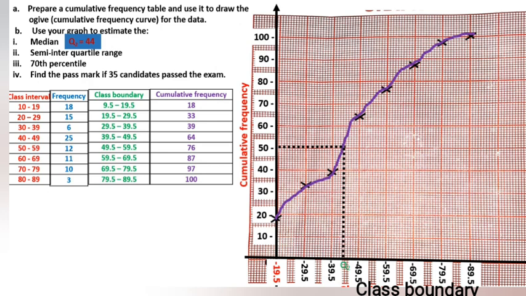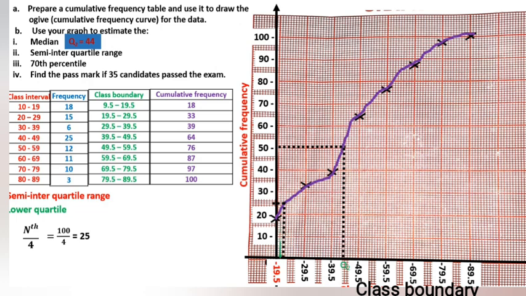Now to find the semi-interquartile range, we are first of all going to look for the quartiles. So we're going to look for the lower quartile first. The lower quartile is located at the nth divided by 4th position. So that's going to be equal to 100 divided by 4, that's 25. So on the cumulative frequency axis, you're going to locate 25 and draw a straight line from there to touch the curve. Okay, so now trace it to the horizontal axis. So from there, we're going to read off the value.